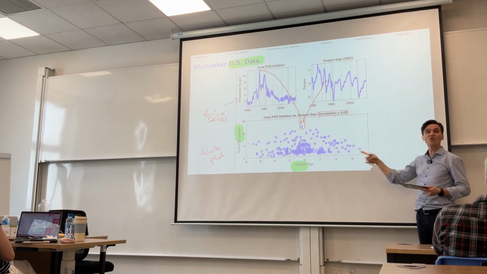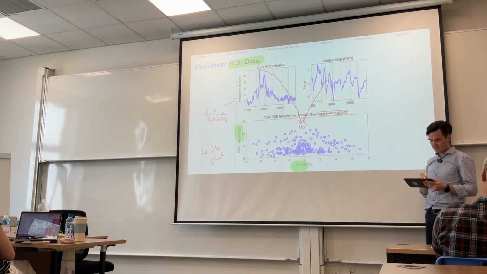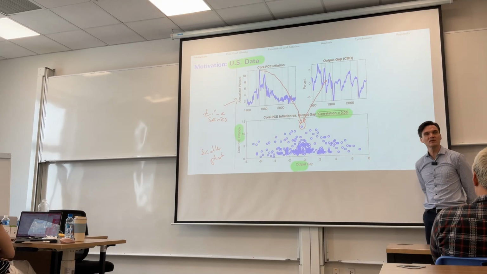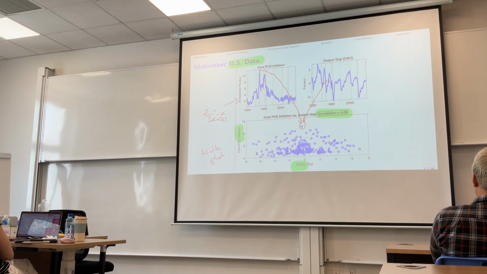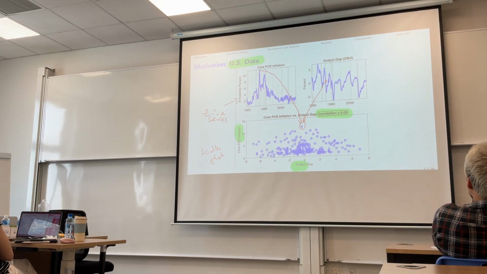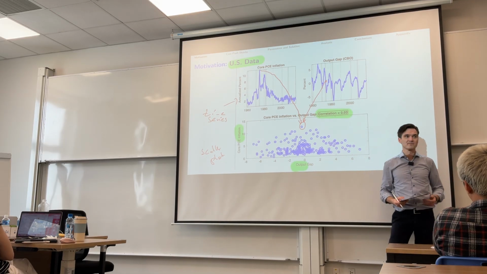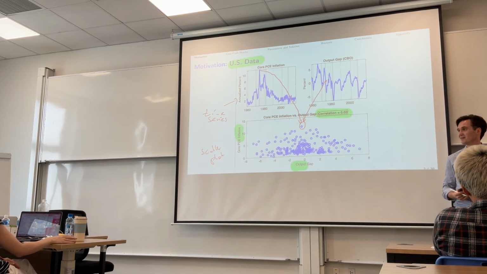So you can compute the correlation, and the correlation of inflation and output is zero. There's no correlation between output and inflation in the data, or the output gap, right? I mean that the output gap and inflation correlation unconditionally is zero. That's a big problem. That's a super big problem.